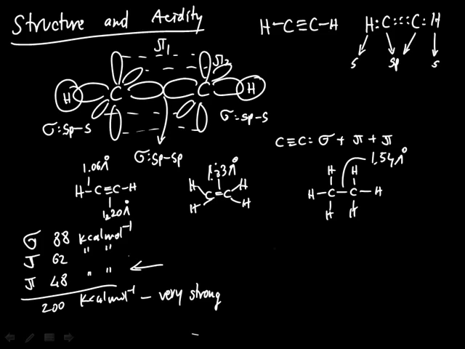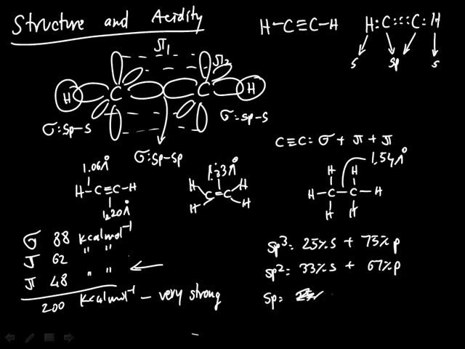If we look at an sp3 hybridized carbon, then you can think of this sp3 orbital as 25% s and 75% p orbital. For sp2, we'll get 33% s and 67% p. And finally, for sp orbitals, we'll get about 50% s and 50% p. Which means that out of all these orbitals, the sp orbital has the highest percentage of s character.